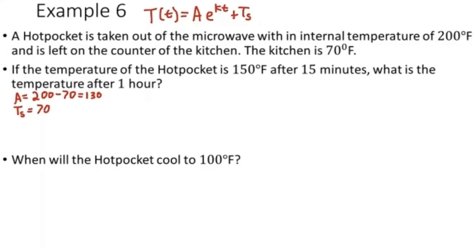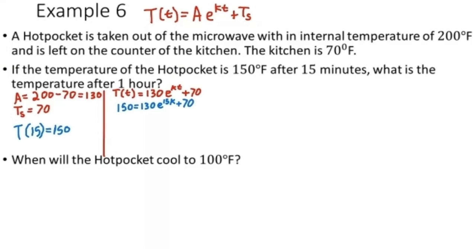So to help us figure out K, let's at least plug in what we know so far. So we know so far that T of T equals 130 e raised to the KT plus 70. From our question, we know that after 15 minutes, our hot pocket is 150 degrees. In other words, T of 15 equals 150. So if we plug that information into what we know about our model so far, we have to solve the equation 150 equals 130 e to the 15k plus 70.